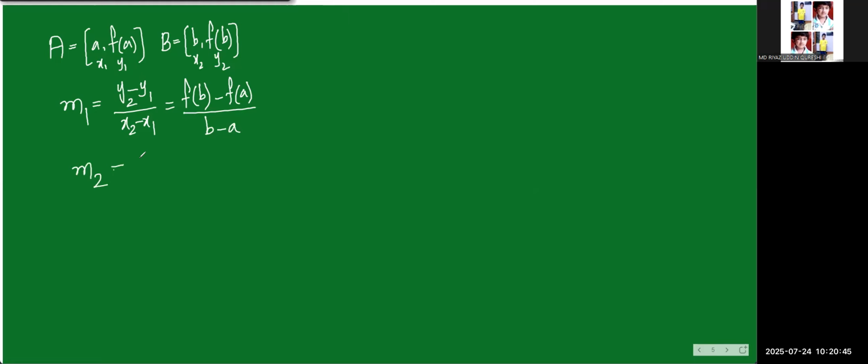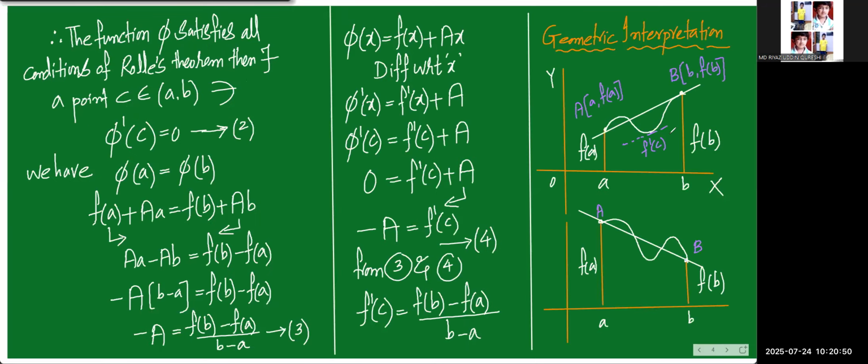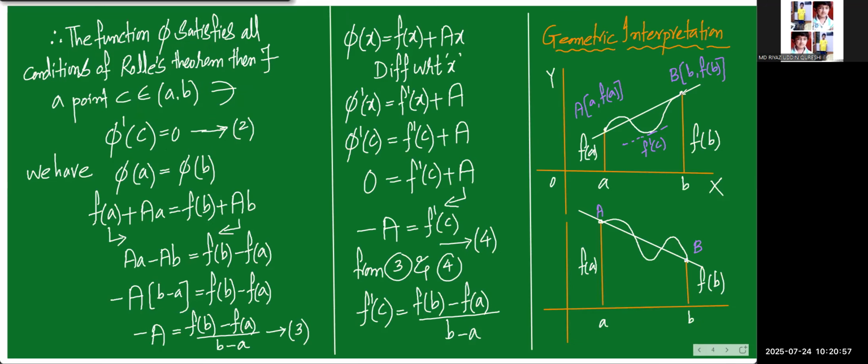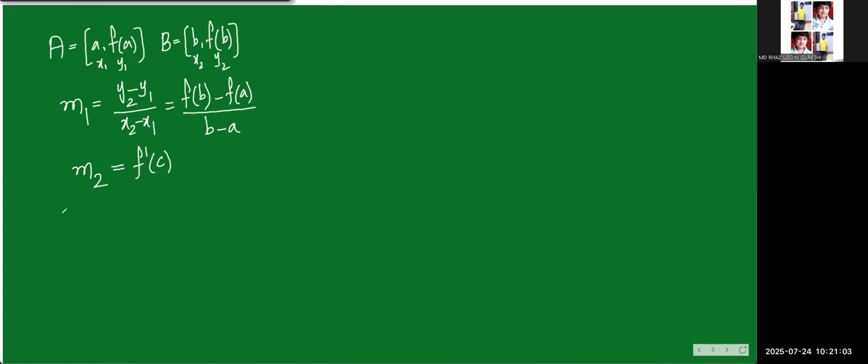What is the value of M2? That is f dash of c. ये लाइन का स्लोप ये वाला, ये डॉट डॉट डॉट करके लिखा नाम ये. So we know that you see these two lines are parallel. AB से जो pass हो रहा वो line और f dash of c, these two lines are parallel. So since lines are parallel means what do you say? Their slopes are equal. Means M1 is equal to M2.